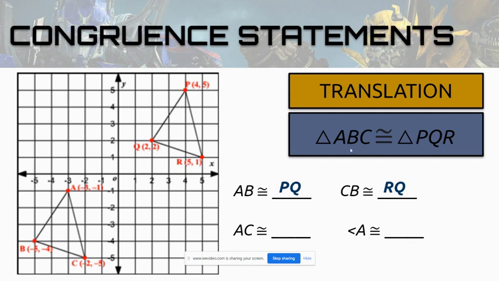C and B. C is the last letter. B is the middle letter. R is the last letter. Q is the middle letter.